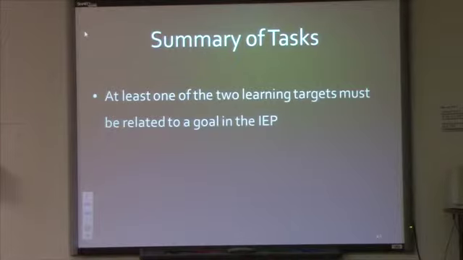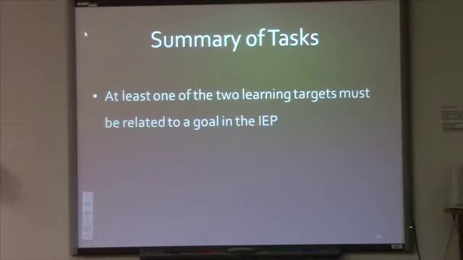They say at least one of the two learning targets must be related to a goal in the IEP. I would say make both related to a goal in the IEP. What does that do for you in terms of explanation? Does it make it easier, harder, if you use two IEP goals when you write it up in the edTPA?